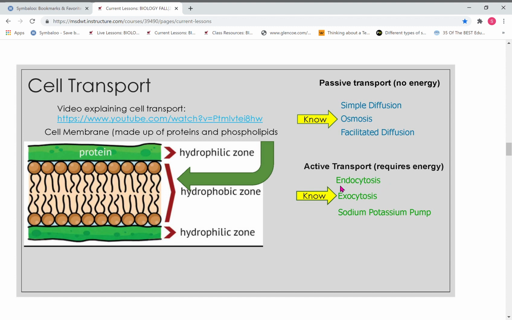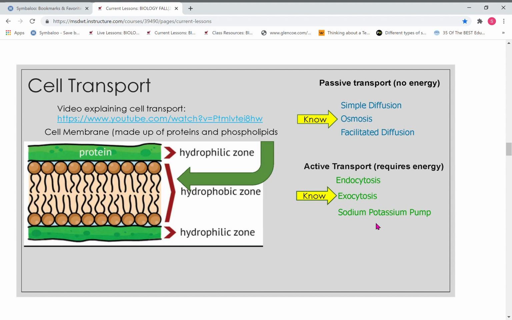Endocytosis is where endo means to come in, exo means to go out. So endocytosis is the cell taking in something from the outside of the cell, engulfing it, which means surrounding it, and then bringing it into the cell. That requires energy. Then you have exocytosis, where it's inside the cell and the cell takes it, surrounds it, and then pushes it out of the cell. Again, remember I say you have to know this for the final exam.